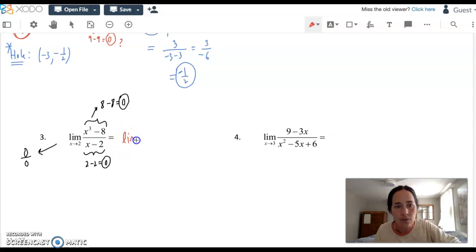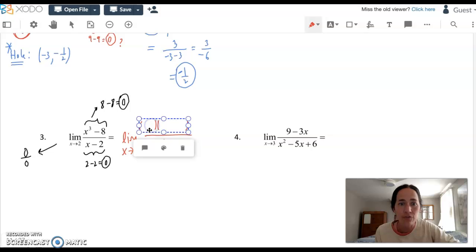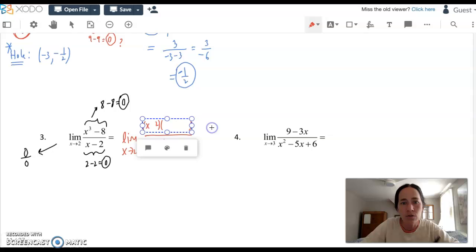So I'll leave the limit as x approaches 2. I will leave the bottom how it is, but we've got to factor the top as a difference of cubes. I'm the kind of person that likes to sing when I do this. You don't have to sing if you don't want to, but you can listen to me. It's going to be cube root, same sign. So in the binomial, you'll have the cube root of x cubed, the cube root of 8, which is 2, and then the song or the pattern goes same sign.